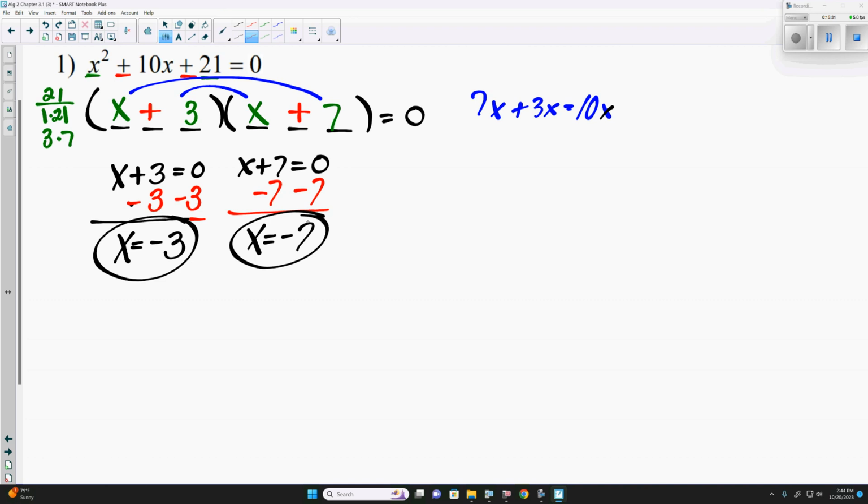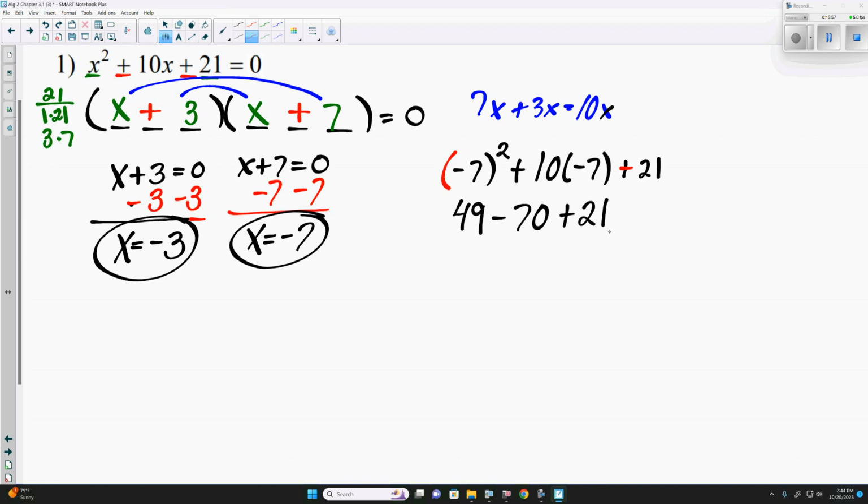And we could check this by replacing every x in the function with -7. So instead of x squared, we have -7 squared. Instead of 10x, we have 10 times -7 plus 21. Now, -7 squared is 49. 10 times -7 is -70 plus 21. Now, 49 minus 70 is -21. Plus 21 is 0, just like we wanted.